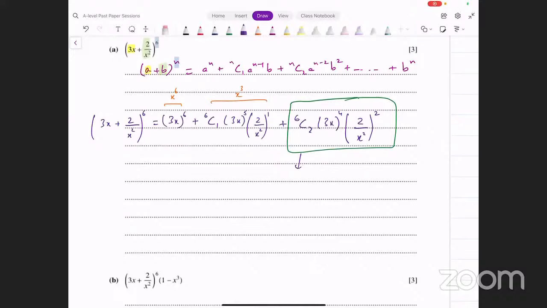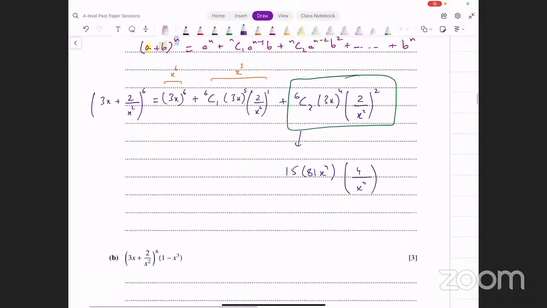Evaluate 6c2 into 6c2 में look at this is 15 into 3 raised to power 4. 3 raised to power 4 is 81. And then you've got x raised to power 4. 2 raised to power 2 is 4 divided by x raised to power 4. And that's going to give us the result 15 into 81 into 4. That is 4860. That's our final result. Okay.